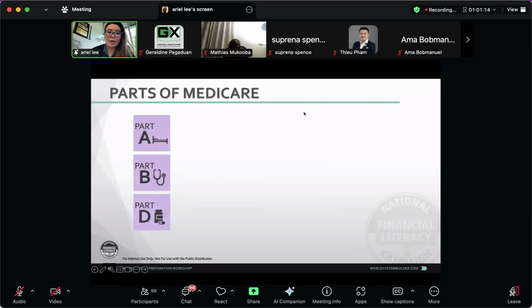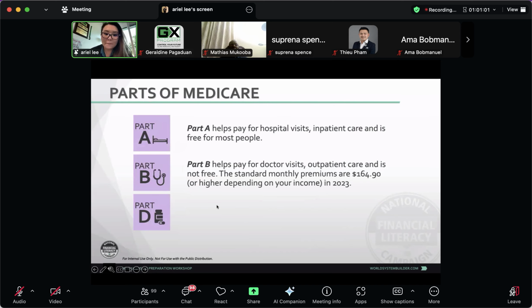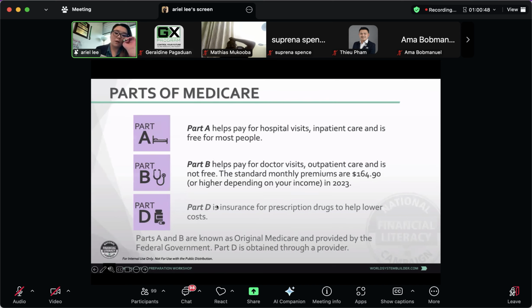Okay, so parts of Medicare. You have Part A, Part B, and Part D. Part A helps pay for your hospital visit and inpatient care, and it's free for most people. Part B pays for doctor visits and outpatient care, and is not free. Standard monthly premium is about $164 or higher depending on your income. That's the 2023 premium. Part D is for prescription drugs. Part A and Part B are known as Original Medicare, provided by the federal government. And Part D, you have to buy through a provider.